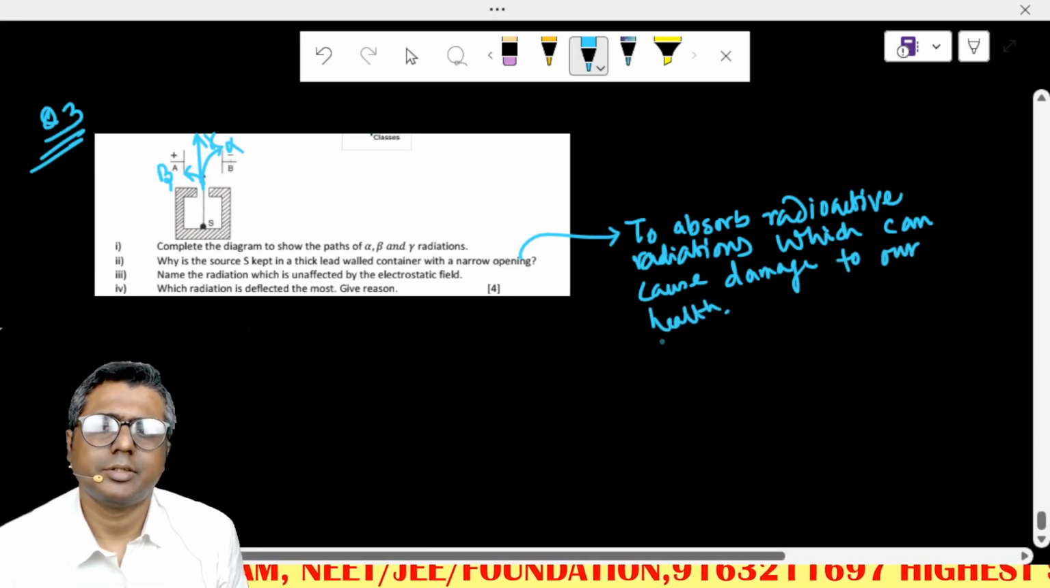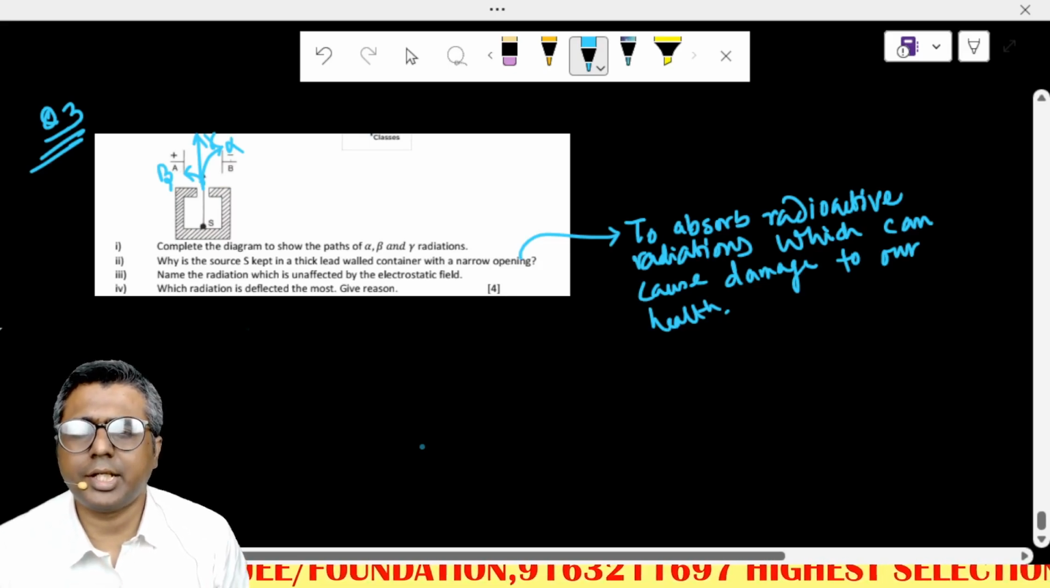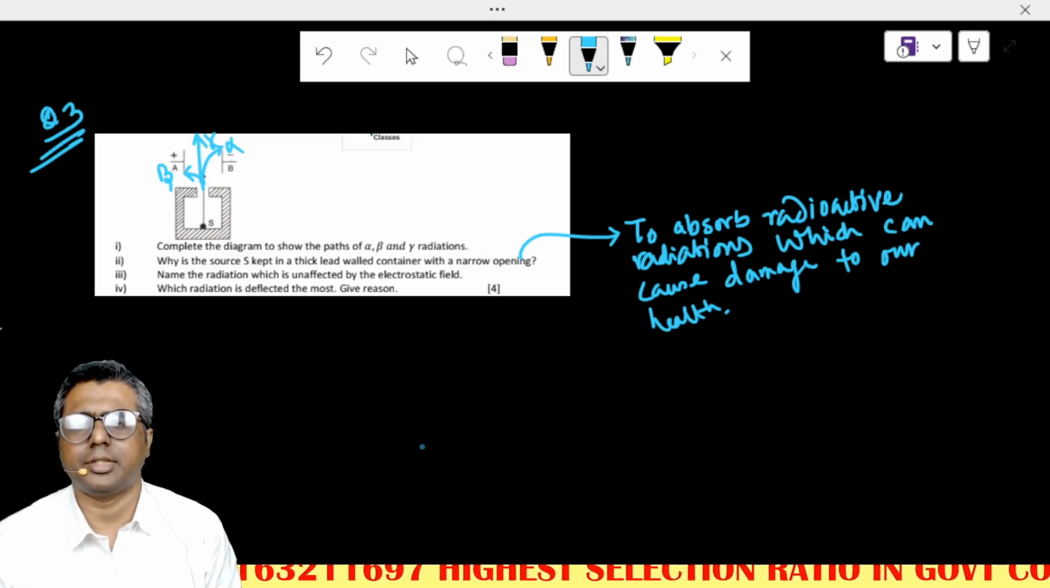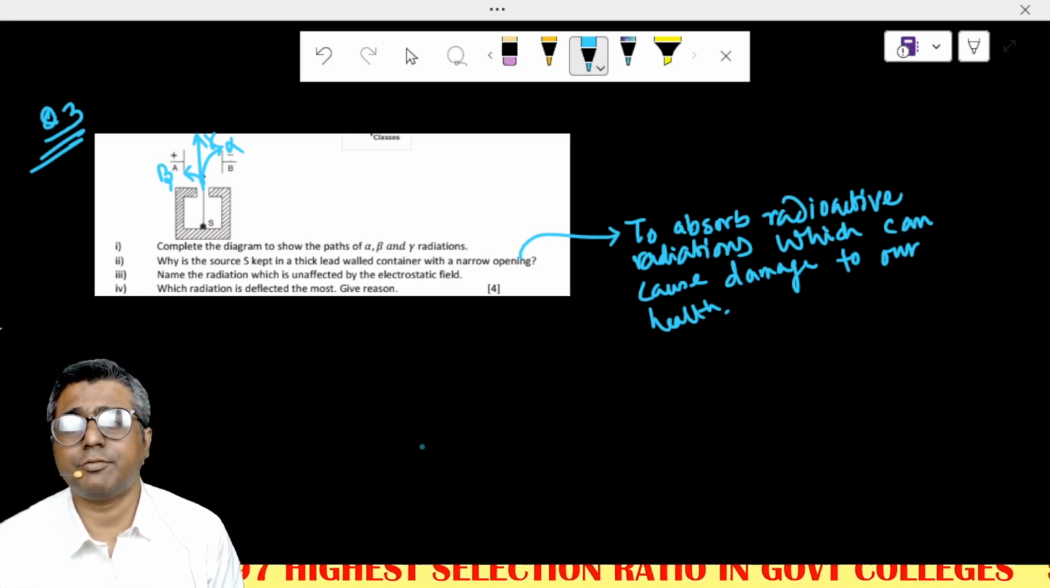Correct? Very clear. Name the radiation unaffected by electrostatic field. Definitely the gamma radiation, it doesn't have any charge, it is unaffected. Which radiation is deflected the most?